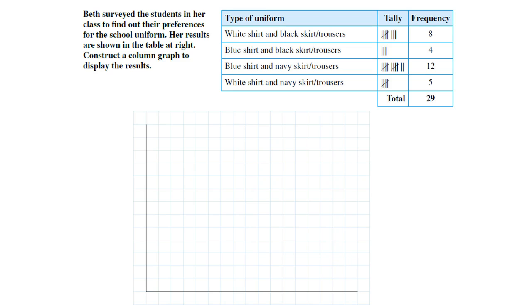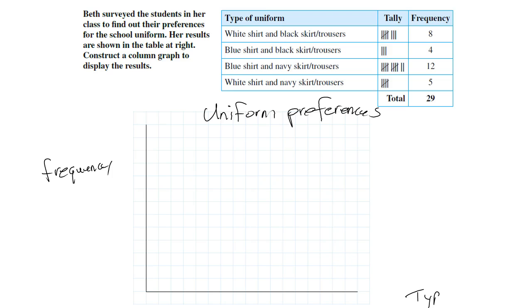So what's our first thing we need to do? We need a title. What's the title we can do? We're looking at uniforms, preferences. Let's go for uniform preferences. Okay. Now, we want frequency on the side. And down here, and I didn't leave myself a lot of room, we're going to have types of uniforms, okay? Normally you wouldn't put it over here, but yeah, I made a mistake. All right, type of uniform.